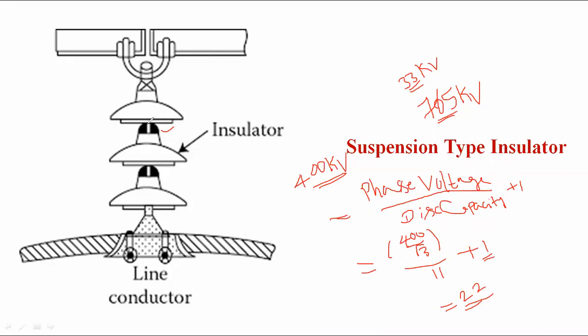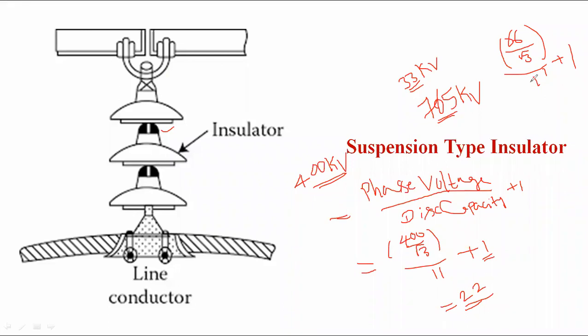Suppose 3 discs are connected in series for a 33 kV transmission line. Suppose in the particular line we increase the operating voltage to 66 kV. We need not go for anything else; additionally, we can add more discs in series. How we can calculate it is based upon the formula: the phase voltage for 66 kV, that is 66 by root 3, divided by the individual disc capacity of 11 kV, plus one additional disc or one spare disc. Like that, we can add n number of discs in series.